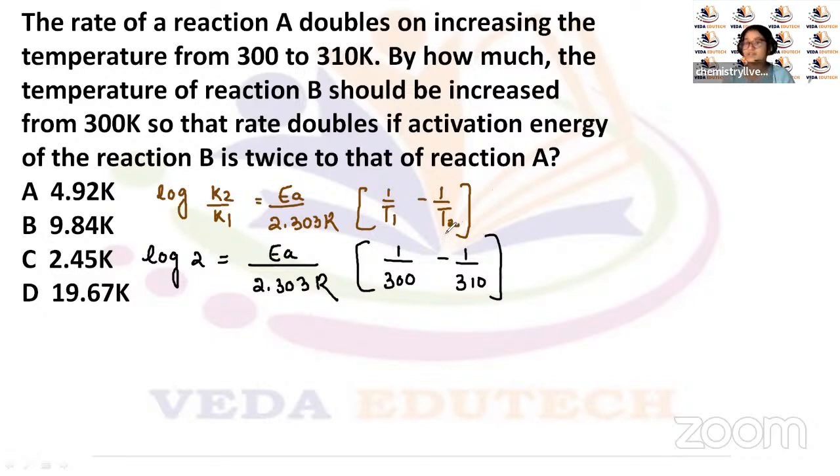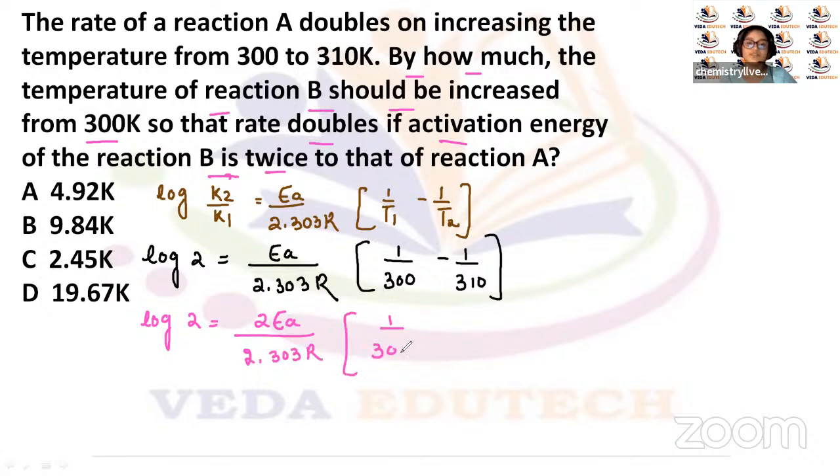Now, this is not the question here. The question is more. What is it asking? By how much should the temperature of B be increased from 300 Kelvin so the rate doubles if activation energy is twice. So again, a second case is given to us where it is saying the rate is doubling. So when the rate is doubling, again it is going to be 2 and this is going to be 1. So again this is log 2. If activation energy is twice, this is going to be 2 Ea divided by R. Value is not going to change. This here, children, this is going to be 300. We don't know what is T2. So this is 1 by T2.